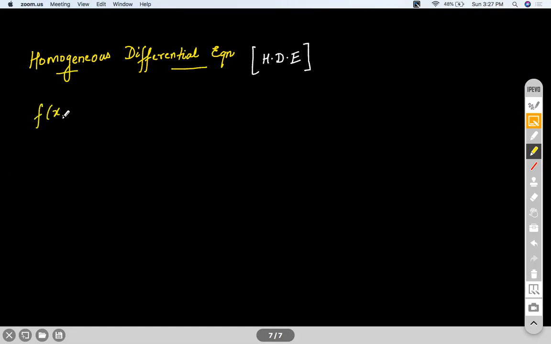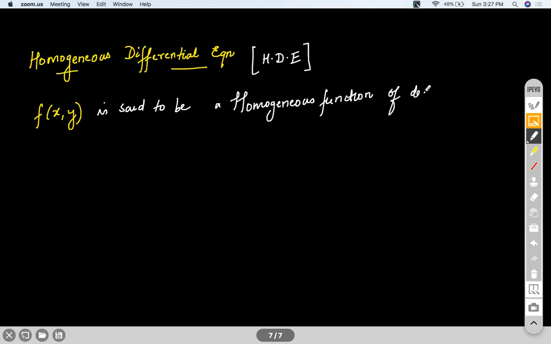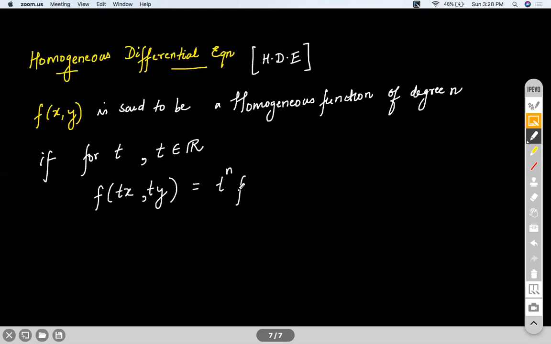A function f(x, y) is said to be a homogeneous function of degree n if for any real number t, where t belongs to real numbers, f of tx comma ty results into t to the power n f(x, y). Now don't be scared by these mathematical expressions. It just means to say that this function has the degree of the variables or the power of the variables consistently the same throughout the expression. That's why it is homogeneous in nature.